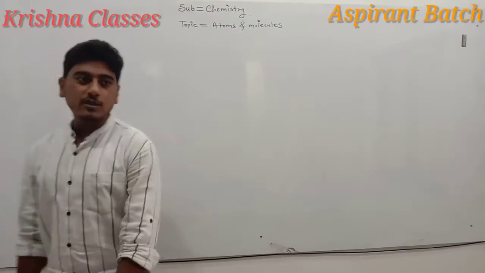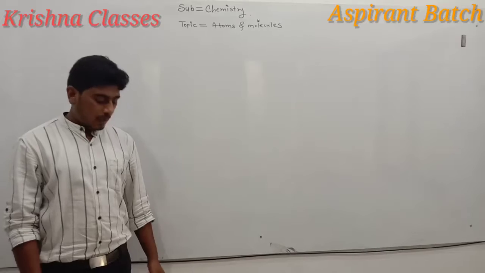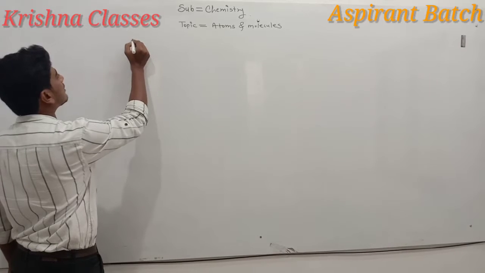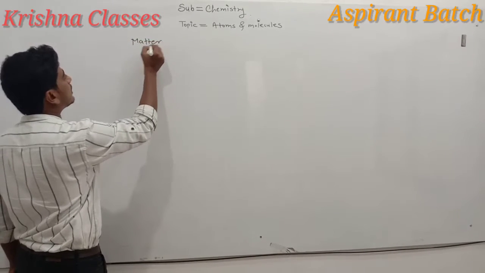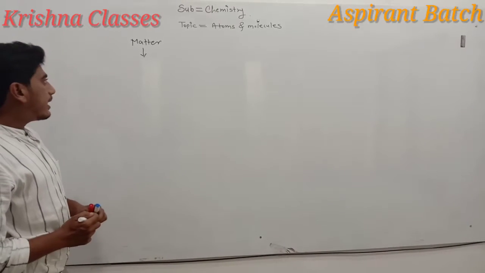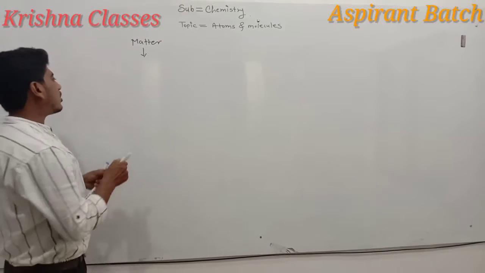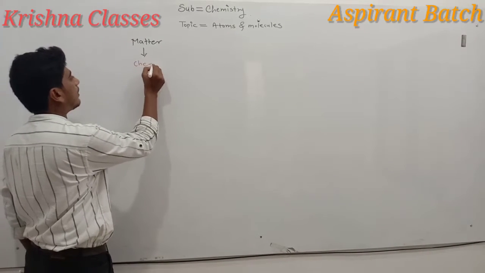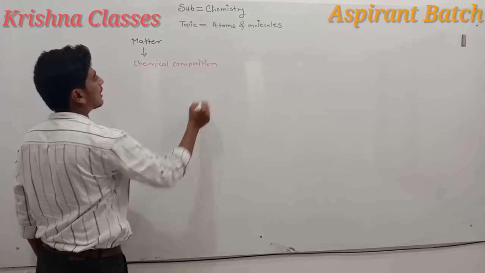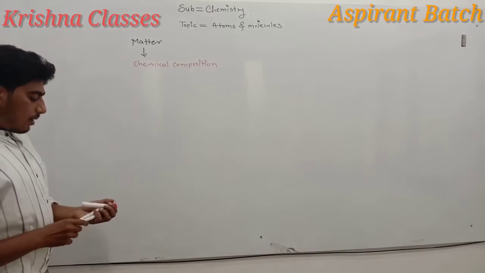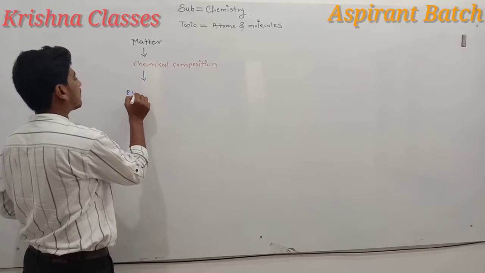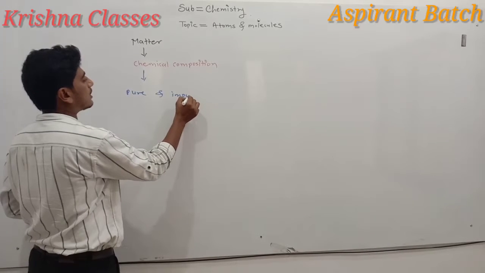In our last topic, we have seen the types of matter. We know that matter is classified on the basis of physical state and chemical composition. On the basis of chemical composition, matter is classified into two types: pure and impure substances.